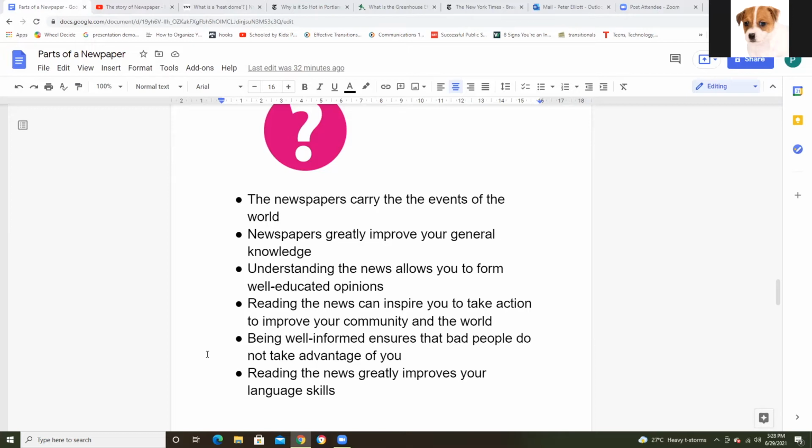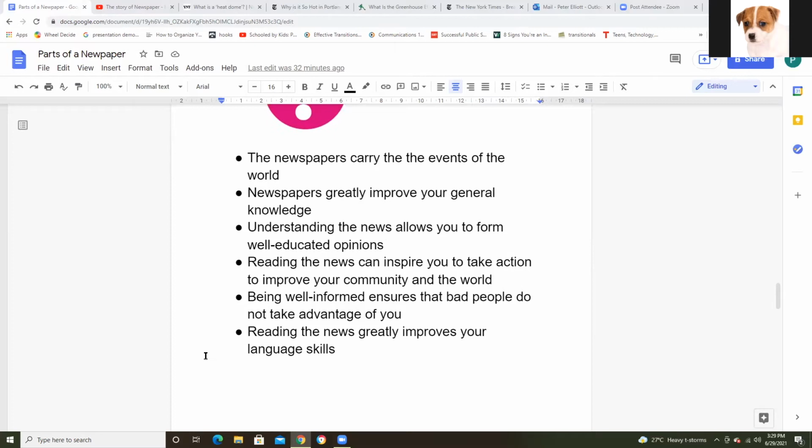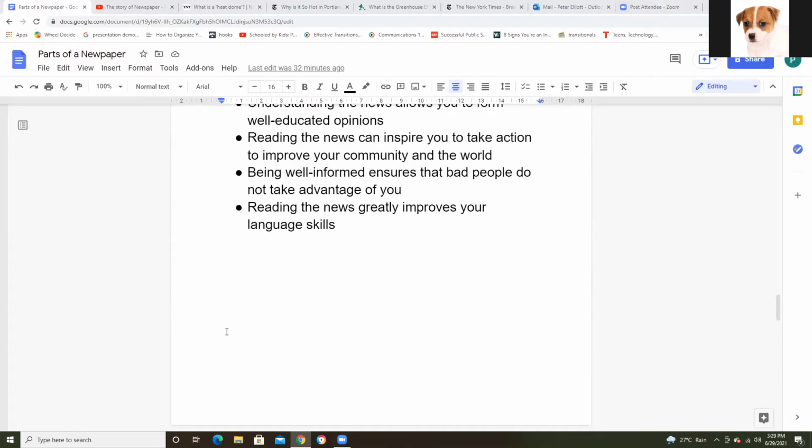And finally, which I think is super important, reading the newspaper greatly improves your language skills, your vocabulary, your reading ability, your spelling, and your grammar. All of those things are kind of dry and boring, I know, but they're also super important. So that is my job, to get you excited about reading the newspaper and getting you excited about understanding what's happening in the world. So let's move along.